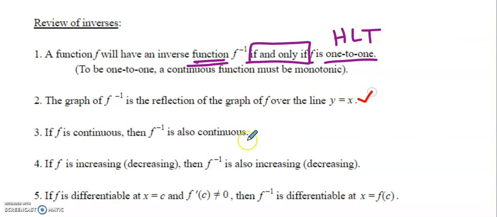We talked about the reflection. If f is continuous, then f inverse is also continuous. That's going to be helpful for us when we talk about taking derivatives. If f is strictly increasing, then f inverse is also strictly increasing. So that's helpful because that means that if f prime was positive always on f, then f prime will be positive always on f inverse.